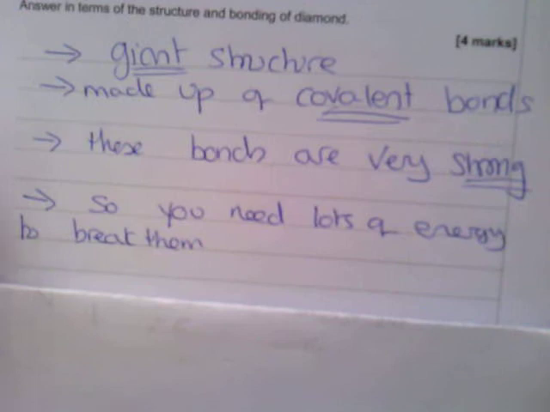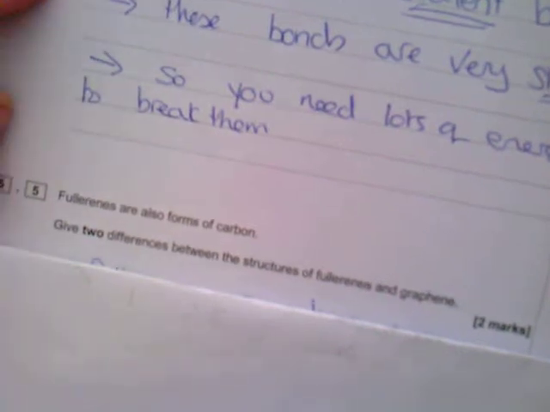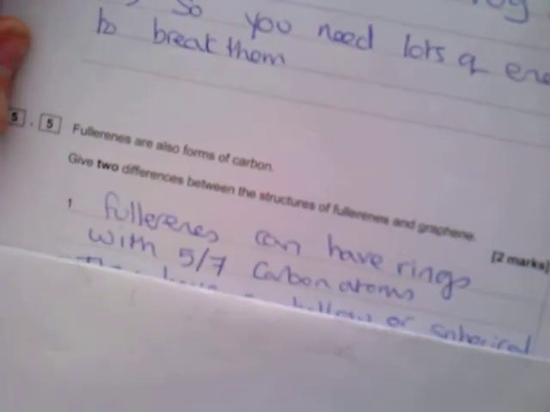Right, final part of question 5. Fullerenes are also forms of carbon. Give two differences between the structure of fullerenes and graphene. So fullerenes are things like the buckyball or those nanotubes you will have looked at. Fullerenes can have rings with 5 or 7 carbon atoms. And they also have a hollow or spherical shape. This makes them good for use in delivering medicines potentially. It's a big area being developed. Right, that's question 5 and it looks like the bell's gone, so I'm going to pause there.